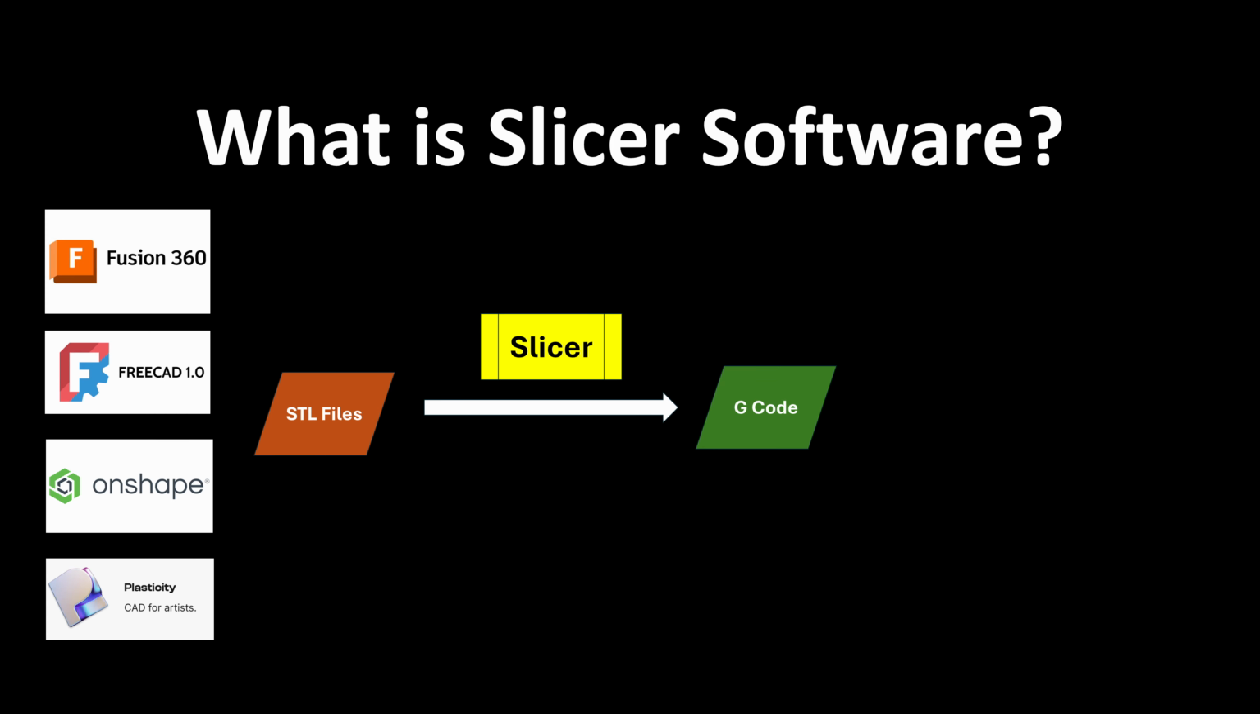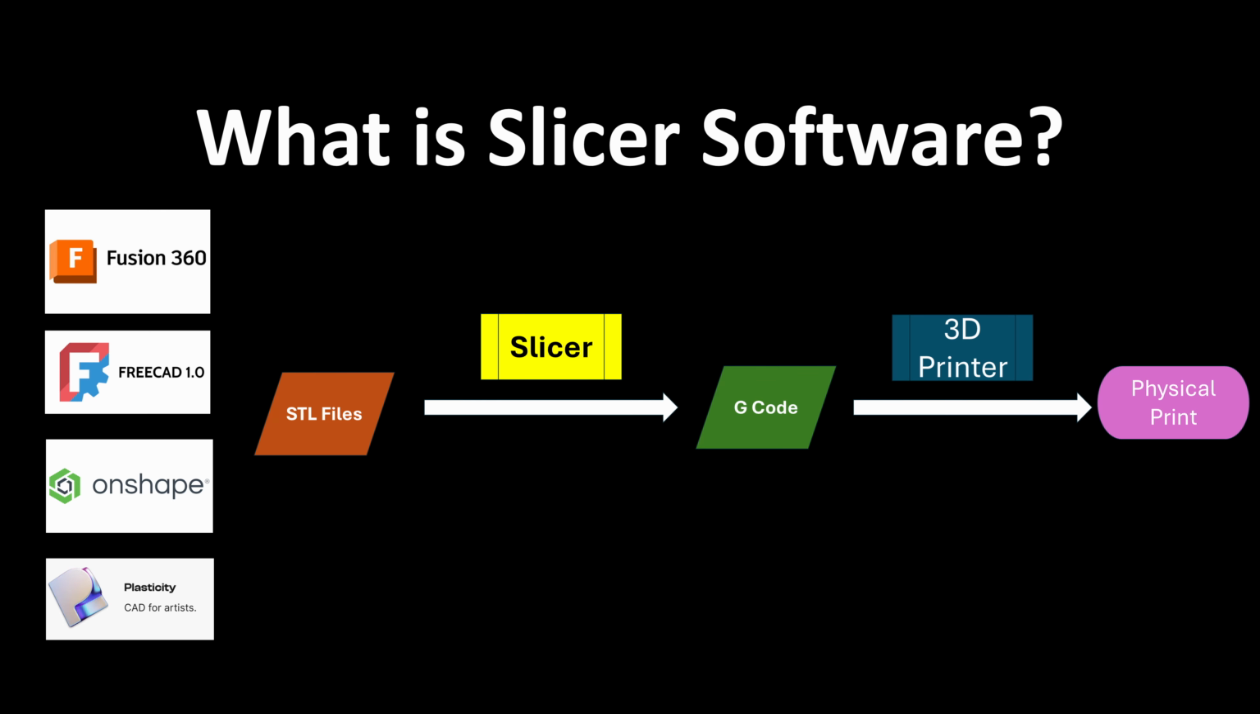For each of these layers, the software generates a precise path for your printer's nozzle to follow. This path, along with instructions for temperature, speed, and other crucial details, is then compiled into a language called G-code. Your 3D printer reads this G-code file line by line to accurately build your object from the ground up. It's the critical bridge between your creative design and the tangible object you hold in your hand.